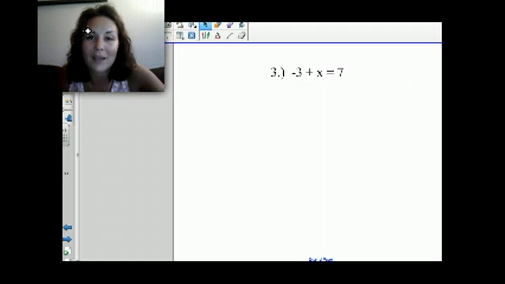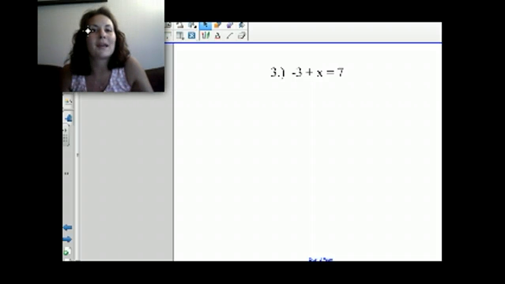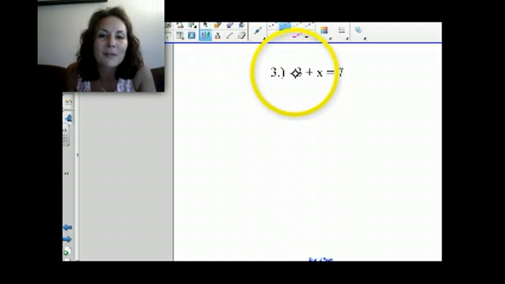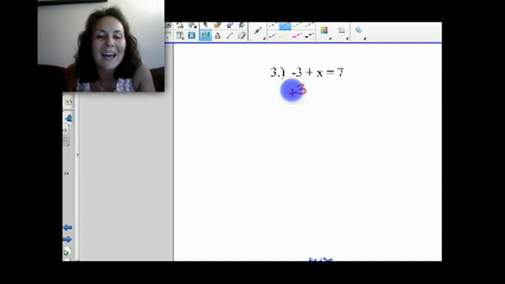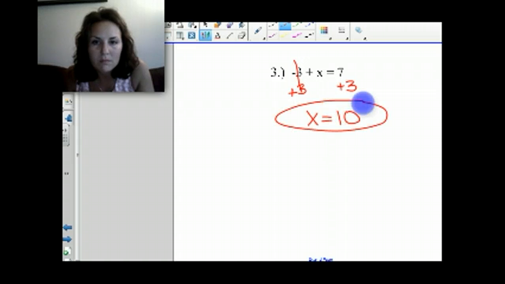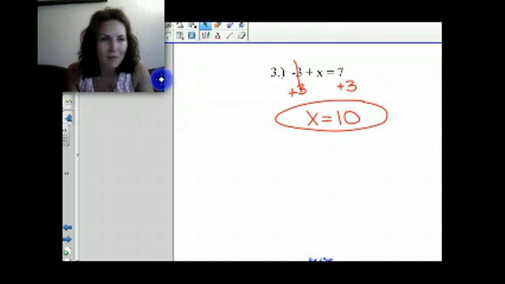We're trying to get the x by itself. And right now, there's a negative 3 there. So in order to get x by itself, we want to turn that into 0. So in order to turn negative 3 into 0, we add 3 to both sides of our equals. Negative 3 plus 3 is 0. Cancel. X equals 10. Wonderful.